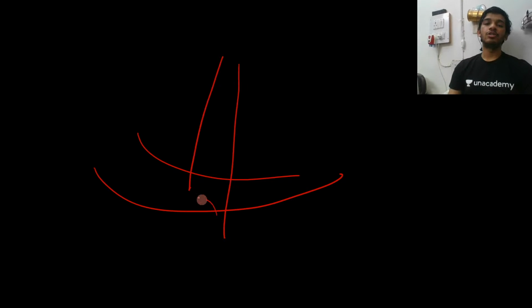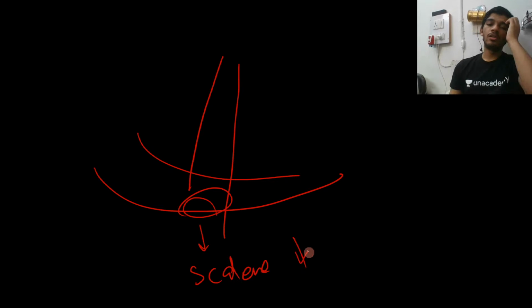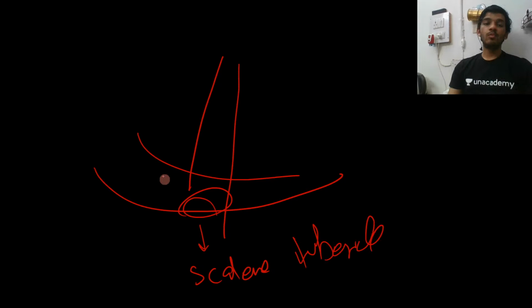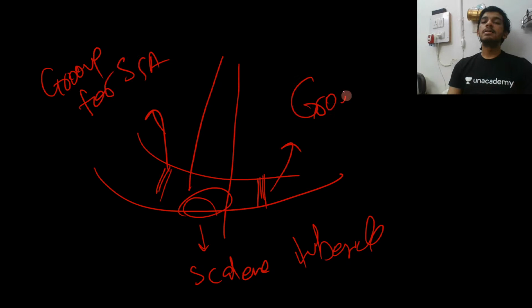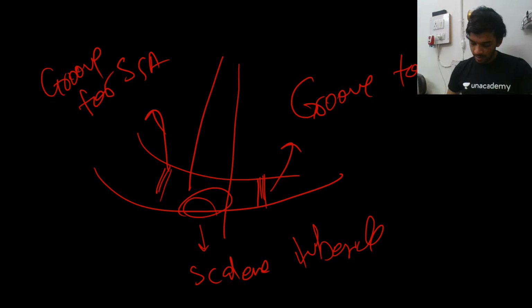Let's say this is your first rib, and this is where your scalenus anterior is attaching. Here you will have a tubercle on the first rib known as the scalene tubercle. Posterior to that you will have a groove, and anterior to that you will have a groove. This is the groove for the subclavian artery because it is present posterior to the scalenus anterior. Anterior to it you will have the groove for the subclavian vein. These are the structures that you will have.